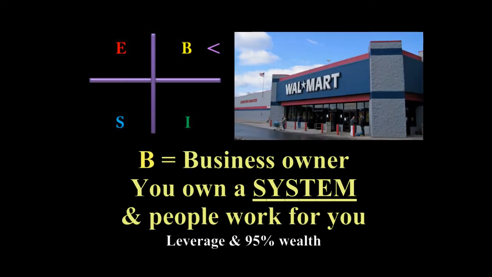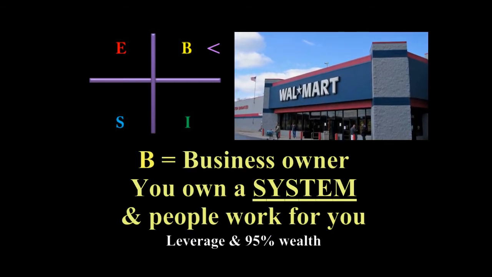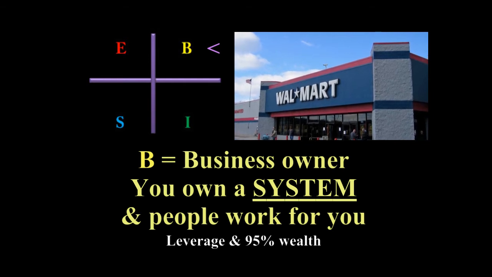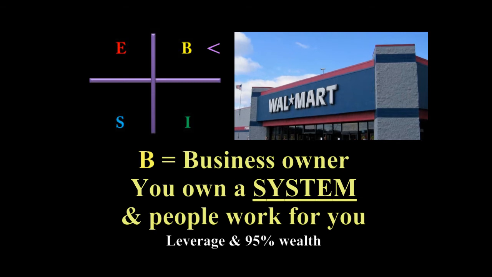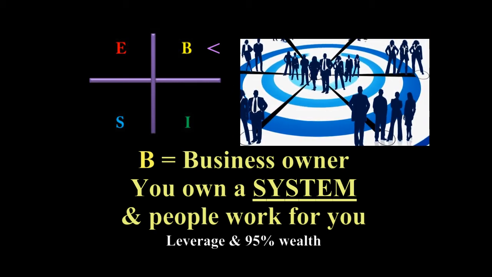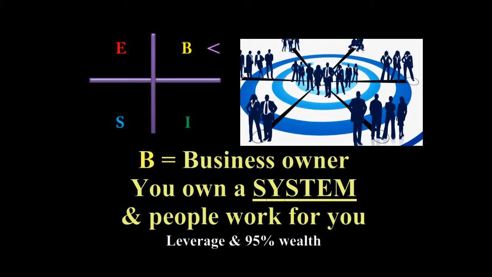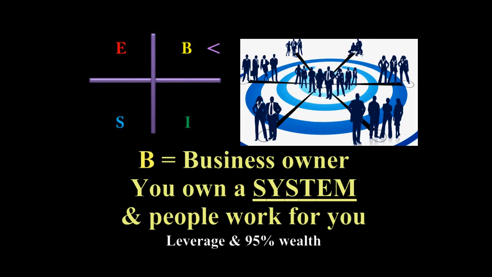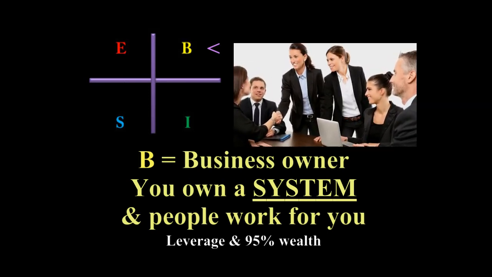If you look to the upper right-hand side, we're going to go to the passive side. This is the business owner quadrant, means you own a business and people work for you. They leverage and have 95% of the wealth. Those belonging to the B, business owner quadrant, own a system instead of merely owning a job. They set up a way that makes money for them even if they do not spend a lot of time in the business. They achieve this by hiring employees who belong in the E quadrant. All those in the E come work for me.